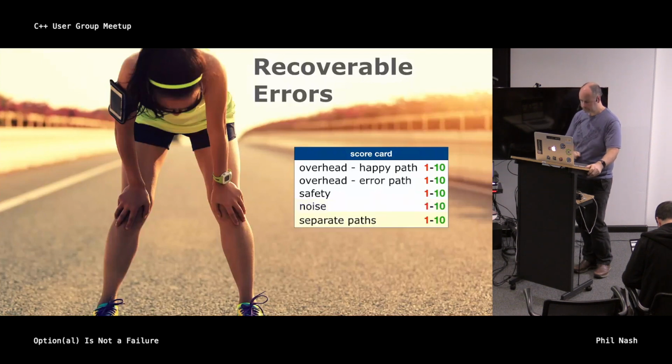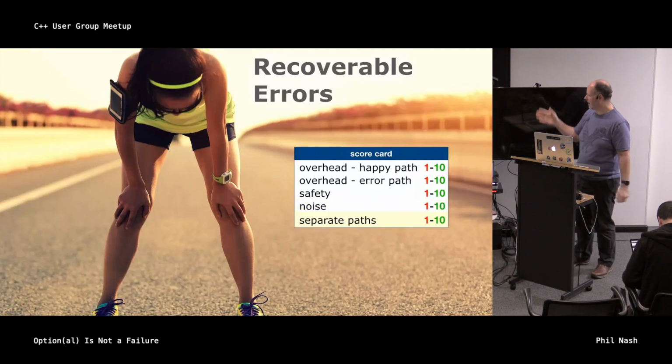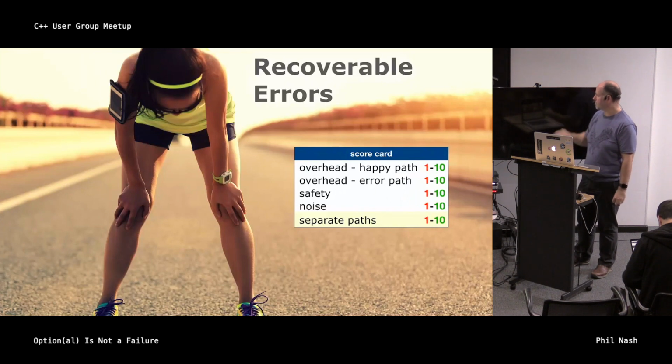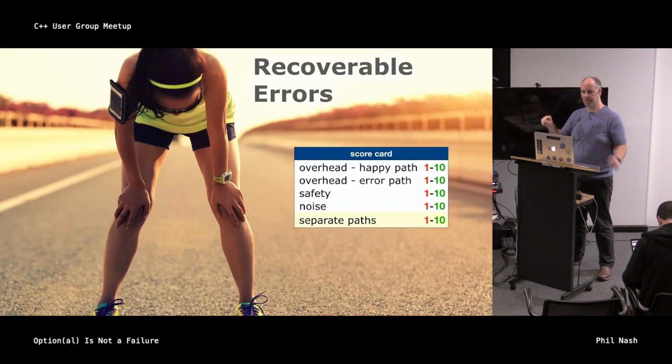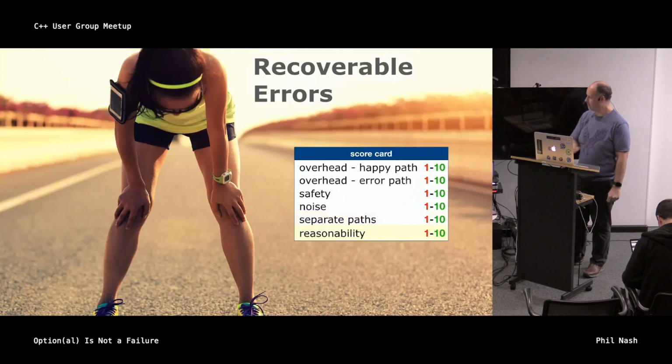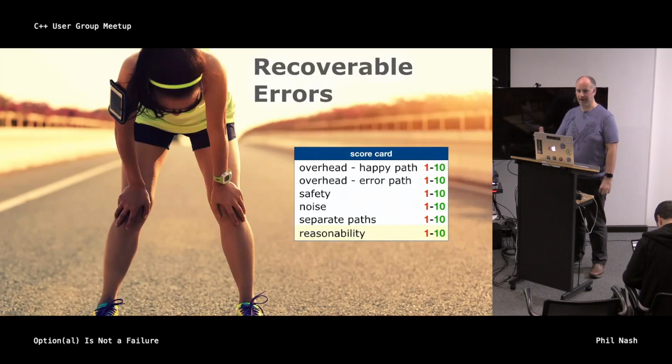We'll look at that. And closely related to that, and I have separated it out, but maybe we should just bundle it in with noise, is whether you have a separate path for the error path and the happy path, which again can lead to noisier code otherwise. And then reasonability, I think, is often overlooked, and really important. How hard or easy is it to reason about the error handling properties of your code? Does a piece of code emit errors or not? How do you handle them?